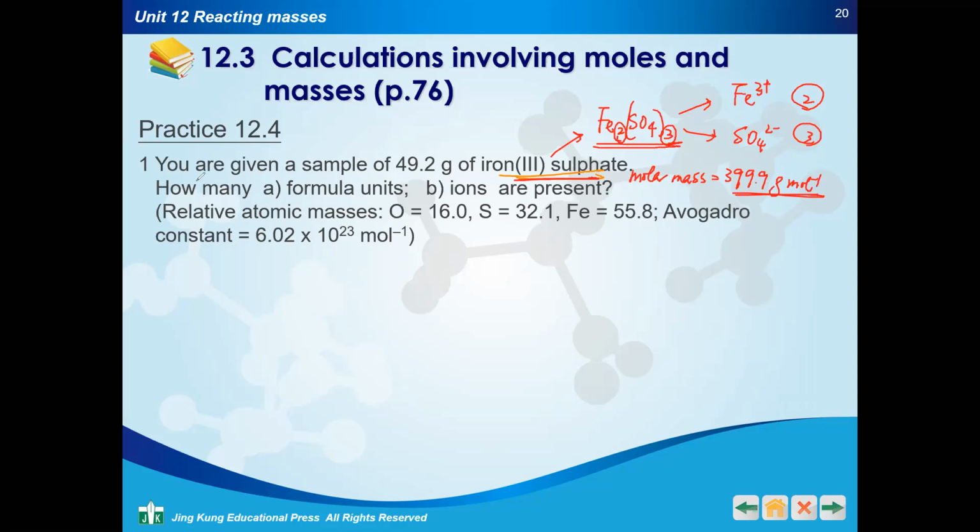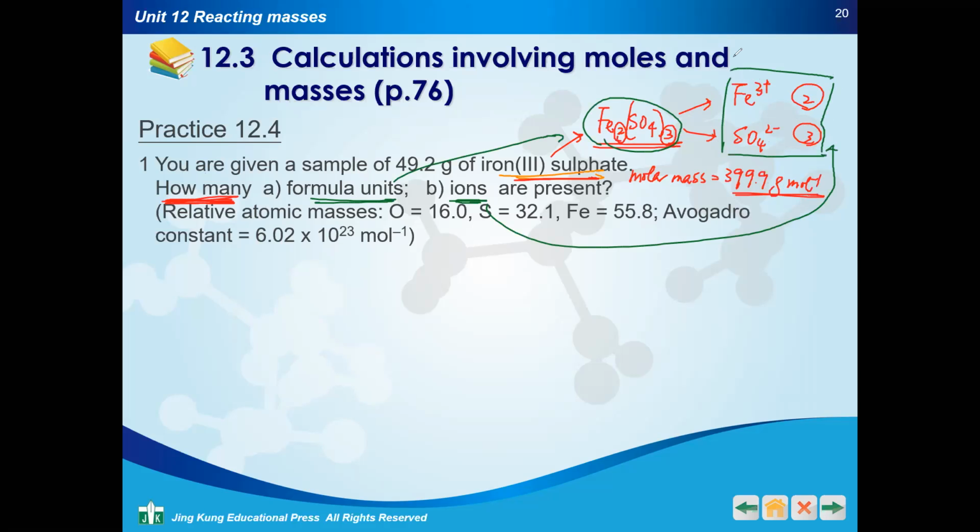So your task is to find out how many formula units, which means that unit, and how many ions. Now you need to consider the ratio, where one portion of iron(III) sulfate means 5 ions are there. So the multiplication factor is 5. Is that clear? Now go home and please finish question 1 and question 2.